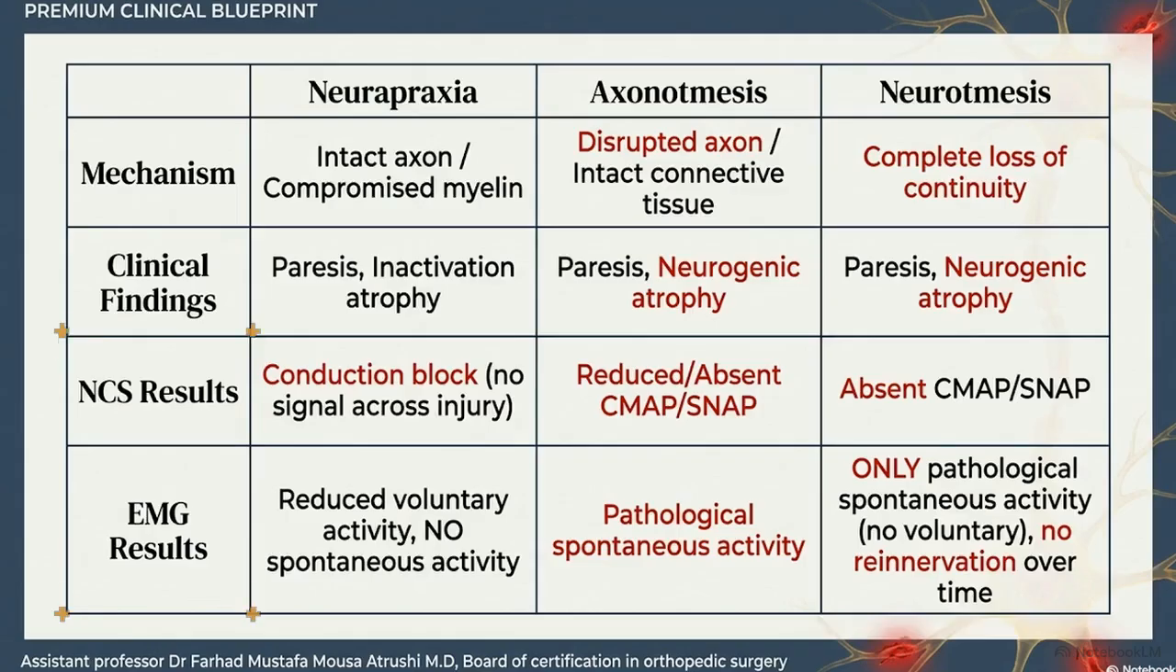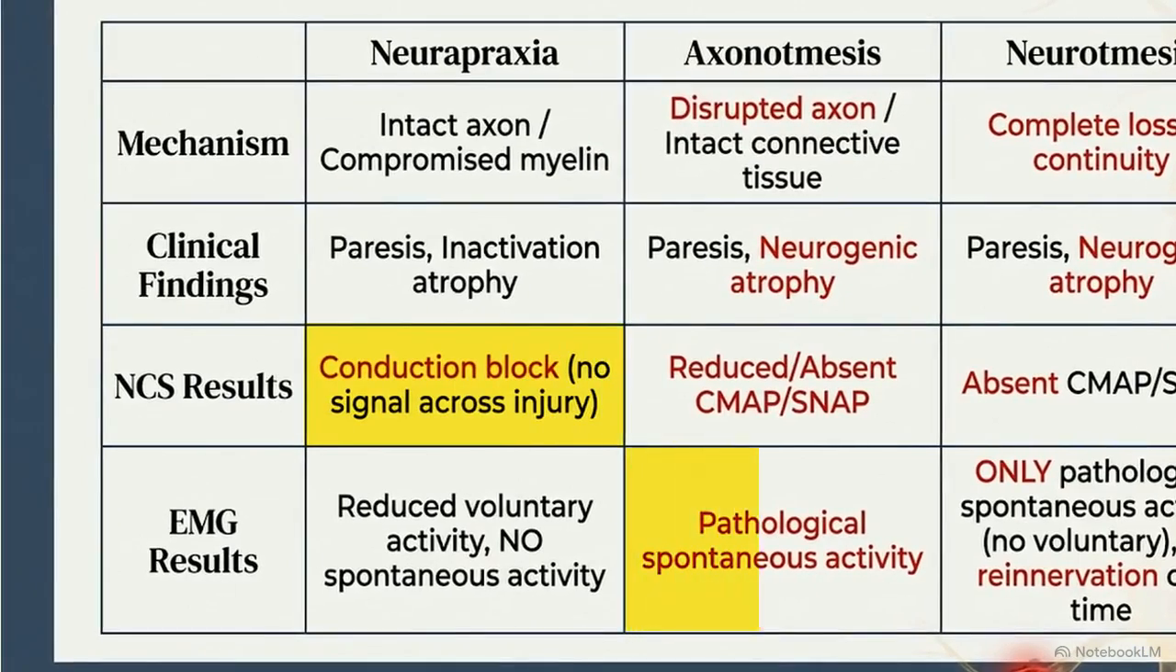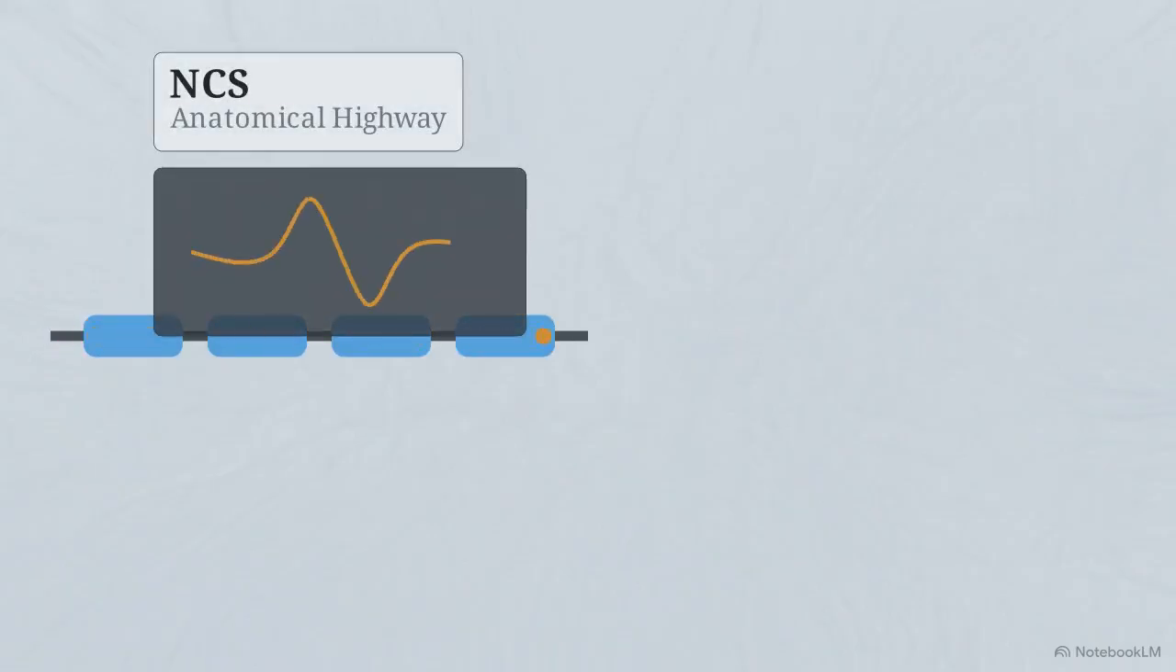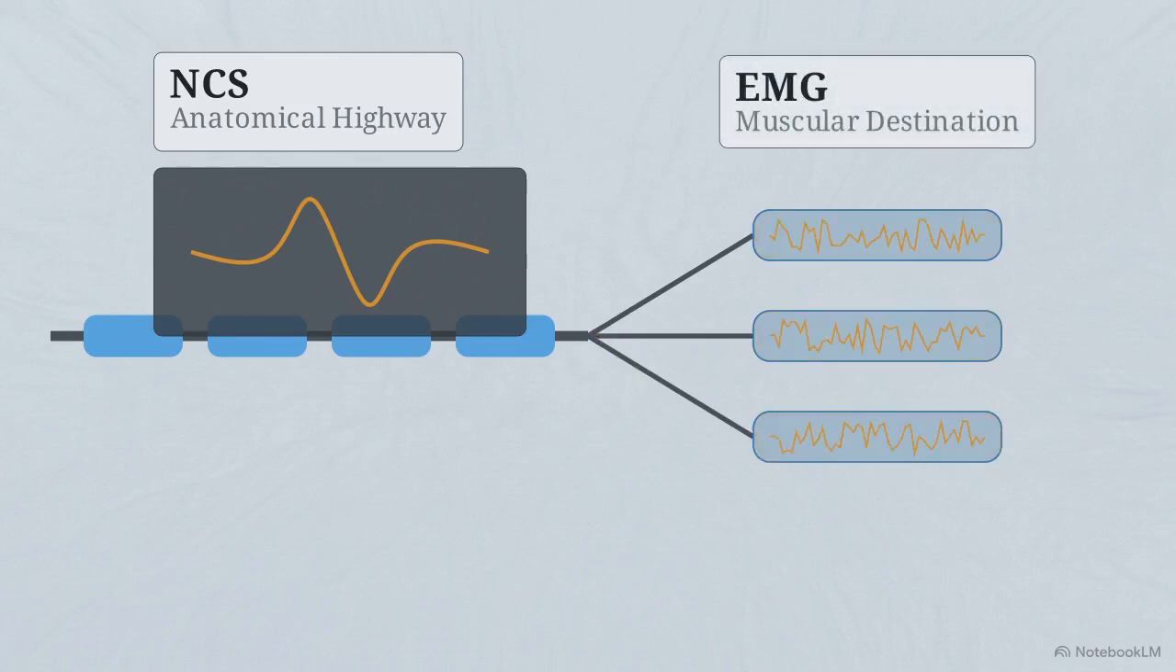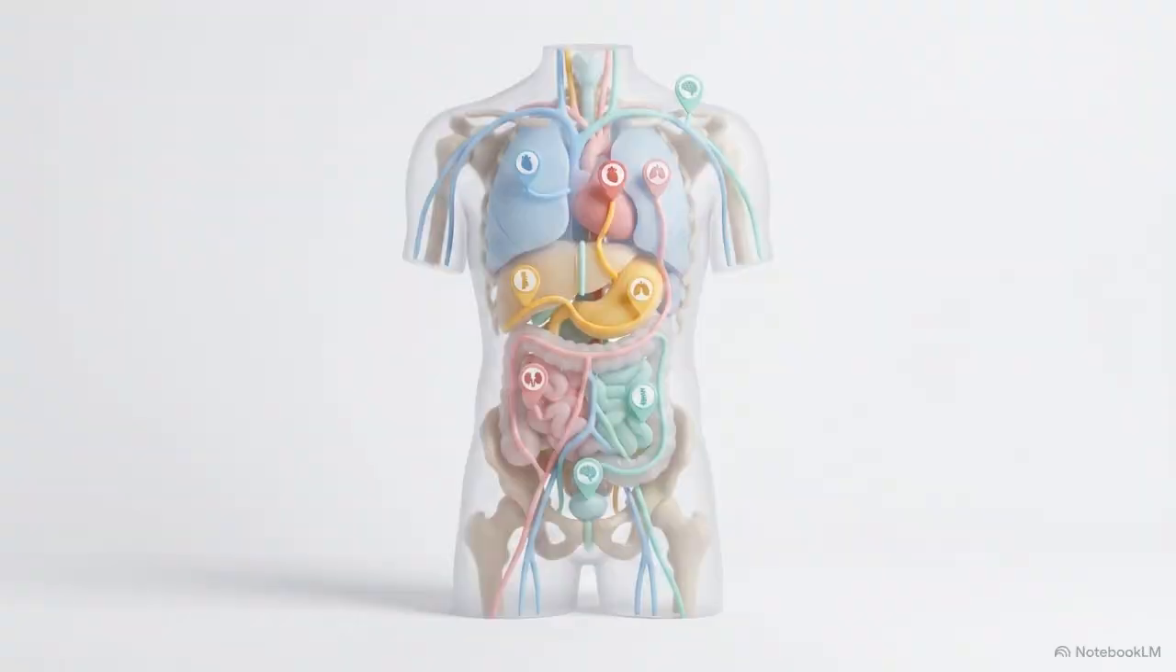This matrix maps the combined NCS and EMG results back to the Seddon classification. Conduction blocks signal neurapraxia, while pathological spontaneous activity on EMG confirms axonal disruption. The NCS assesses the structural integrity of the anatomical highway, while the EMG measures the functional distress at the muscular destination. Together, they provide a topographical map of the nerve injury.